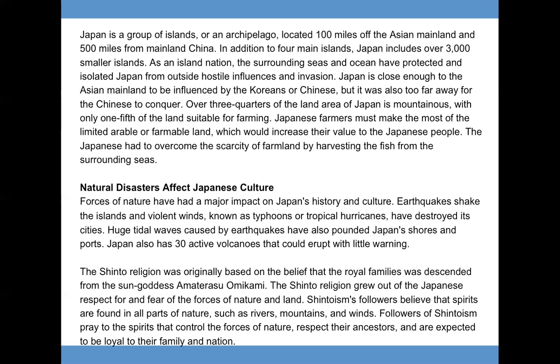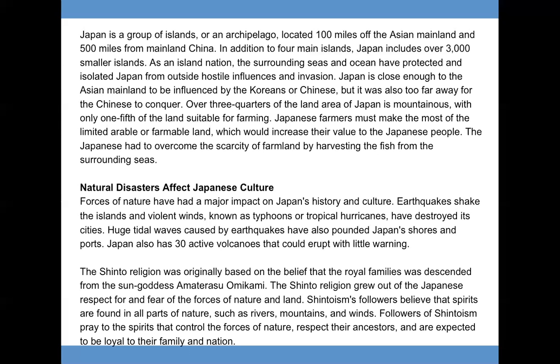Natural disasters affect Japanese culture. Forces of nature have had a major impact on Japan's history and culture. Earthquakes shake the islands, and violent winds known as typhoons, or tropical hurricanes, have destroyed its cities. Huge tidal waves caused by earthquakes have also pounded Japan's shores and ports. Japan also has 30 active volcanoes that could erupt with little warning.